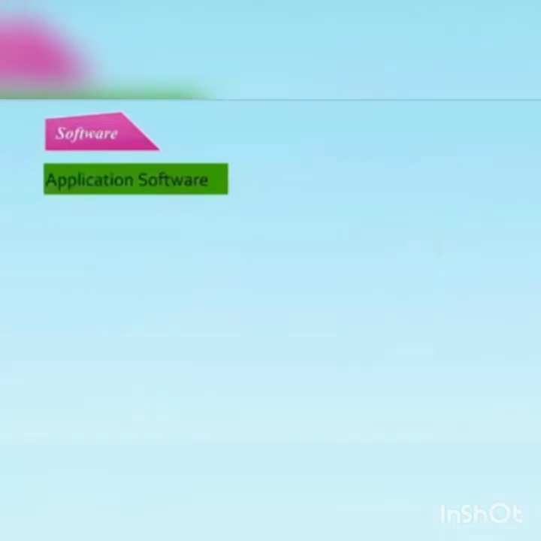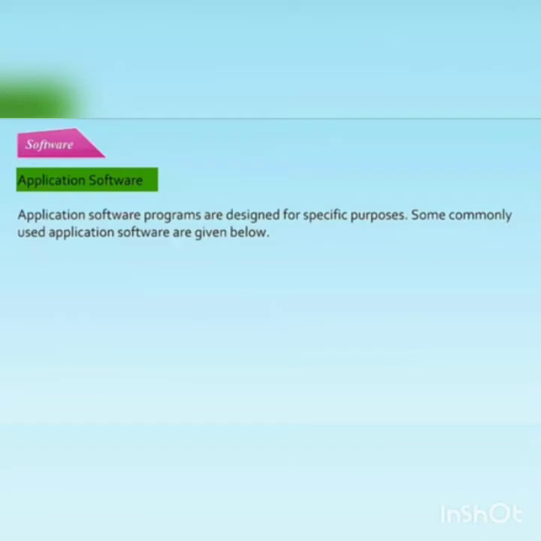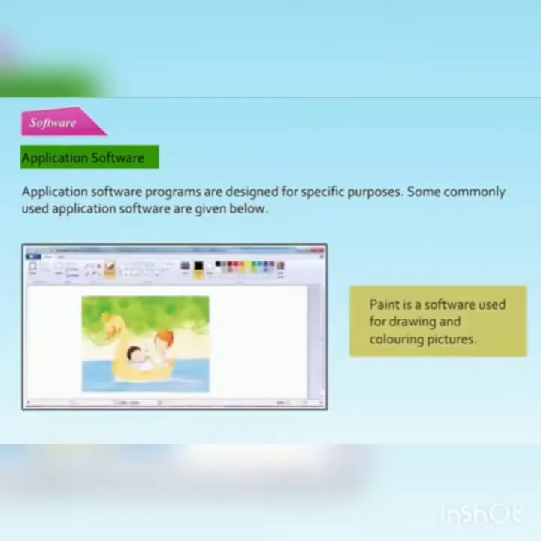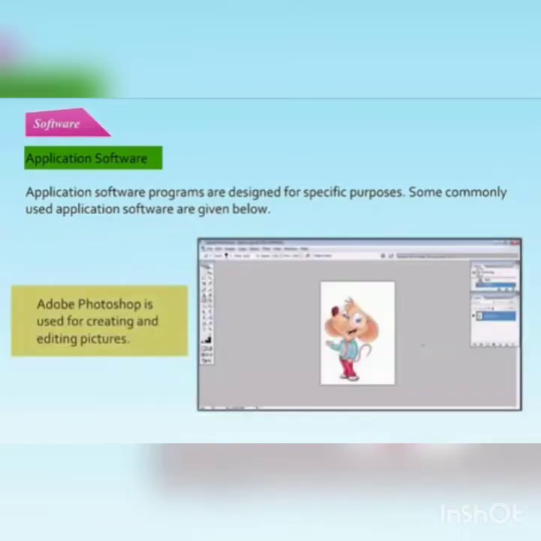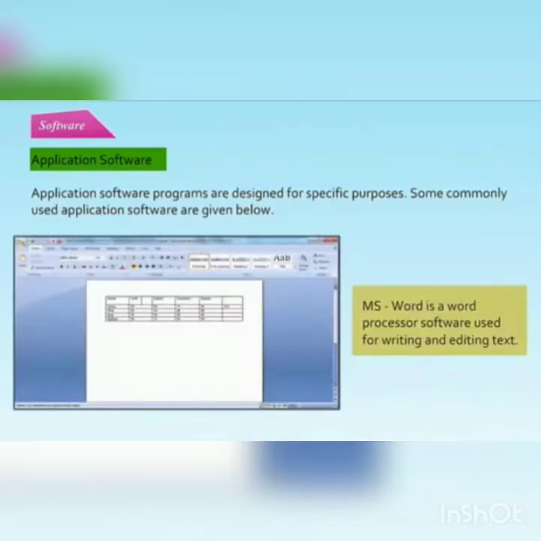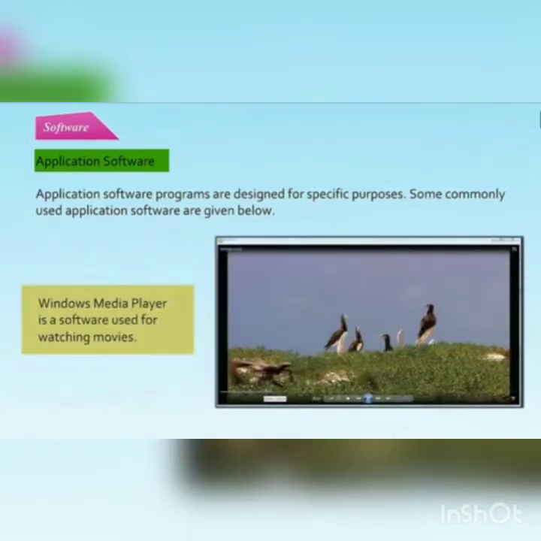Now, application software. Application software programs are designed for specific purposes. Some commonly used application software are given below. Paint is a software used for drawing and coloring pictures. Adobe Photoshop is used for creating and editing pictures. MS Word is a word processor software used for writing and editing text. Windows Media Player is a software used for watching movies.